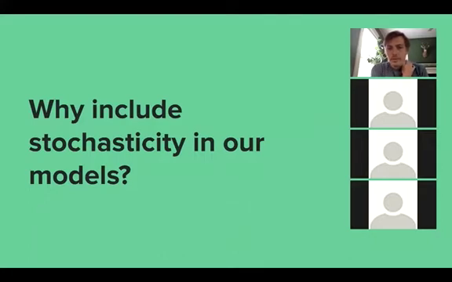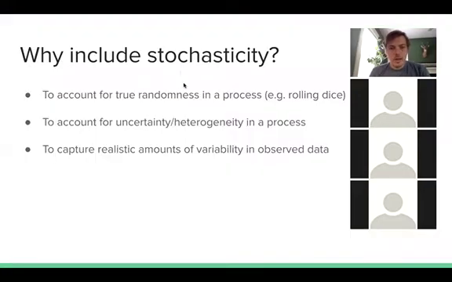But why do we need to include stochasticity in our models? There's 3 main reasons, at least that I can think of, for why we need to include stochasticity. The first is to actually include true randomness in our models. We can think of some processes as being truly random.